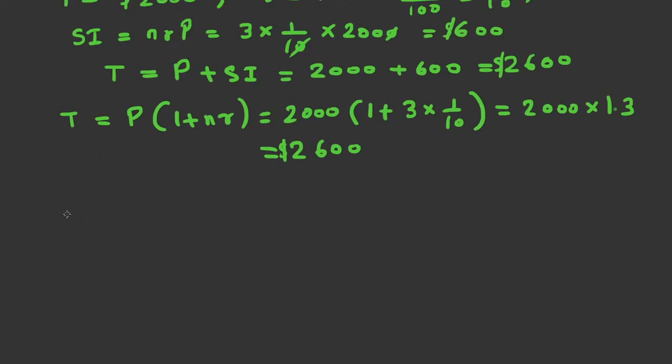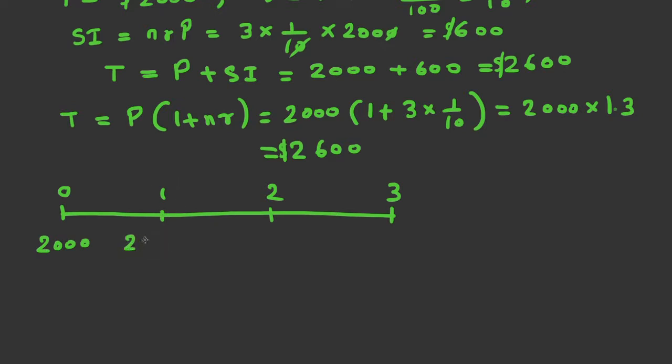Let us understand the same by using the timeline. Timeline gives 0, 1, 2 and 3. It is for 3 years, so I require 1, 2, 3. 0 represents the present time. So at present time, that is now, Hari deposited $2,000. What is the interest accumulated during the first period? It is 10% of 2000, that is equal to 2000 into 1 by 10, that is equal to 200.